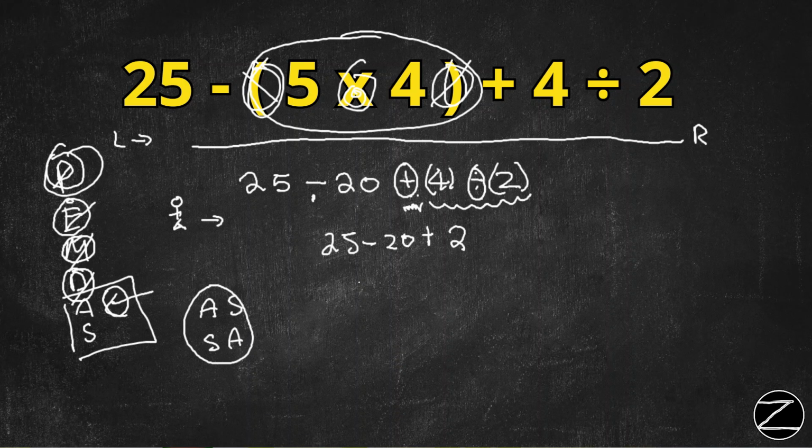So what's the next step? Well, you have to do subtraction. You take 25 and you minus 20, you get 5 plus 2. Here is vital, guys. If you made it till here, let me know down in the comments. It means that you have mastered PEMDAS. So what would be 5 plus 2? Well, that's very easy. 5 plus 2 is 7. So this is your final answer, guys.